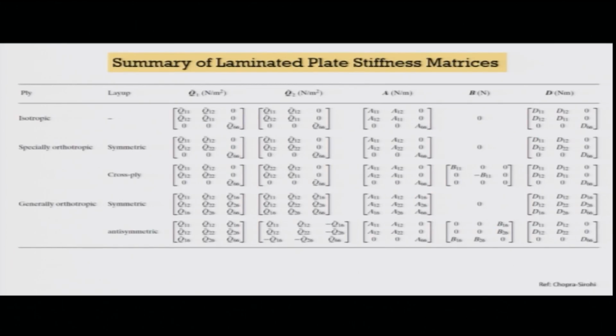Now we come to the summary of all these laminated plate stiffness matrices. If we consider first of all what I have said, the isotropic system, then what would the Q matrix look like?